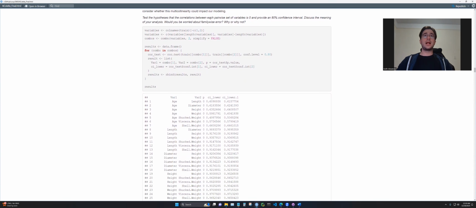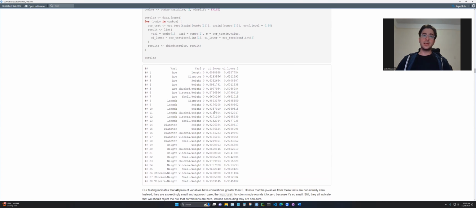We take this correlation analysis a step further and put together a series of pairwise correlation tests to assess whether the true correlation between any variables is 0, and then provide an 80% confidence interval for the true correlation. With our initial test, we loop through all the different pairwise combinations of these variables. In all cases, our p-value comes out very close to 0.